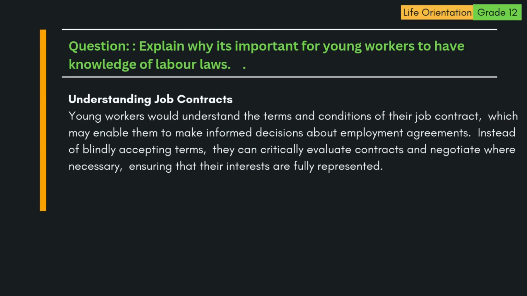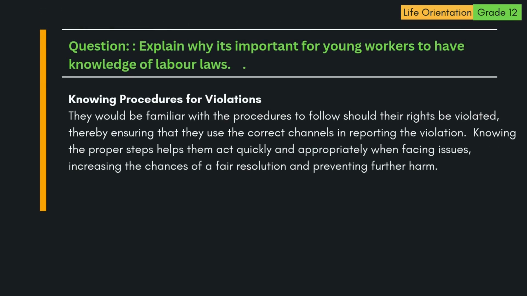4. Understanding job contracts. Young workers would understand the terms and conditions of their job contract, which may enable them to make informed decisions about employment agreements. Instead of blindly accepting terms, they can critically evaluate contracts and negotiate where necessary, ensuring that their interests are fully represented. 5. Knowing procedures for violations.